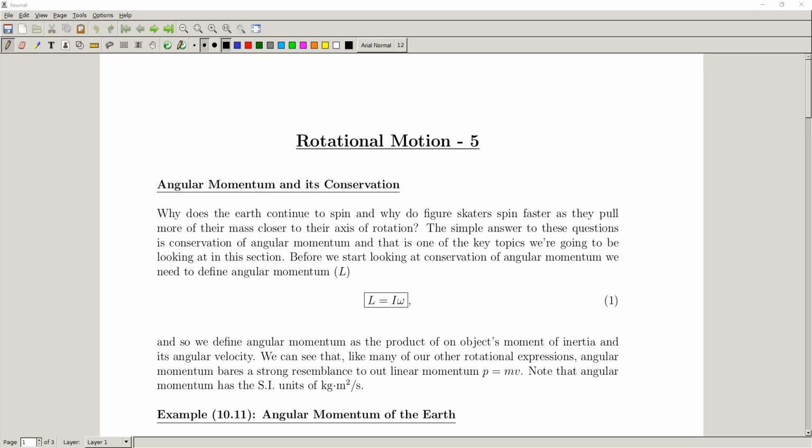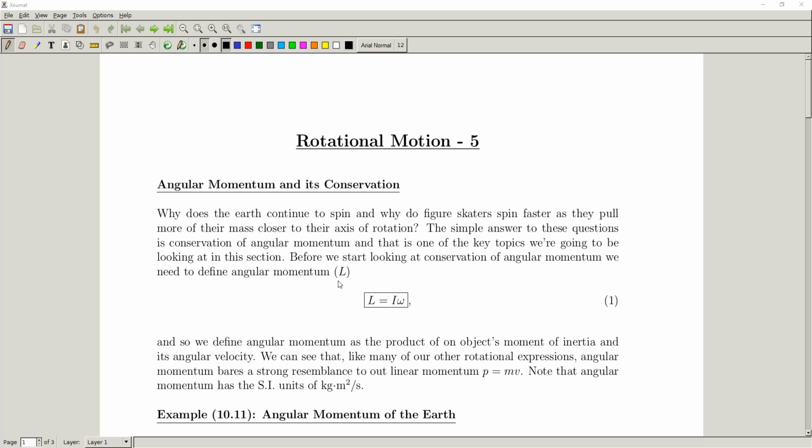So once we've defined angular momentum and taken a look at the conservation of angular momentum, we're going to be in a good position to answer questions like, why does the Earth continue to spin, or why is it that a figure skater will spin more quickly as they pull their arms and legs in toward their axis of rotation? We're going to take a look at that, but first, before we can really talk about the conservation of angular momentum, we need to define angular momentum.